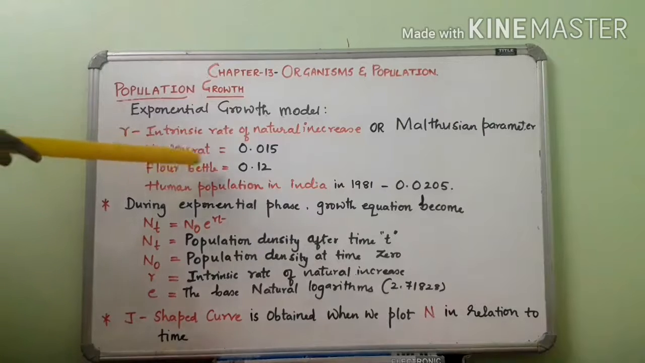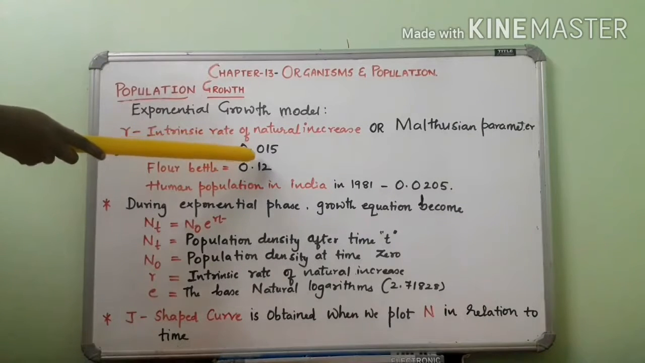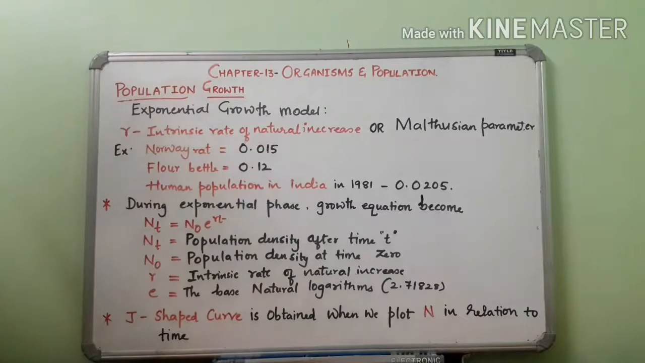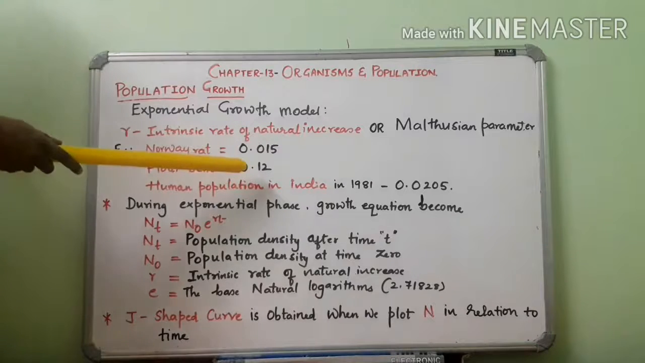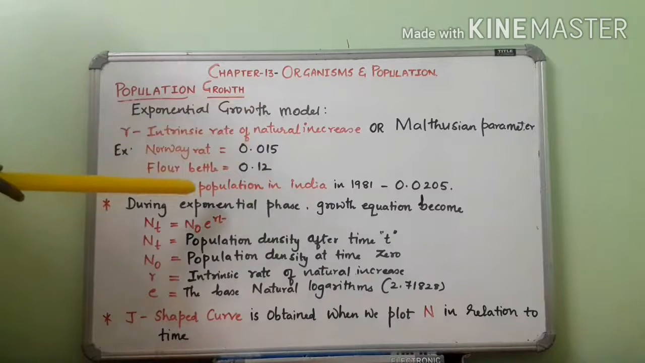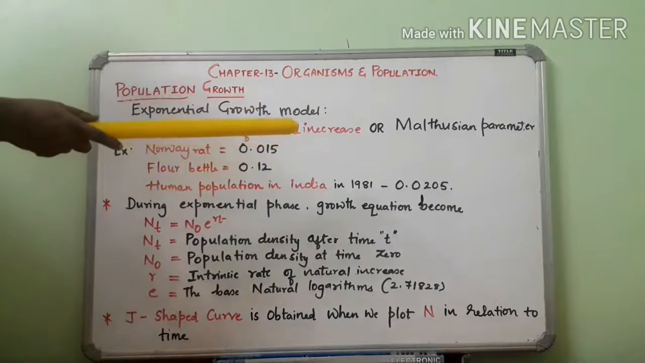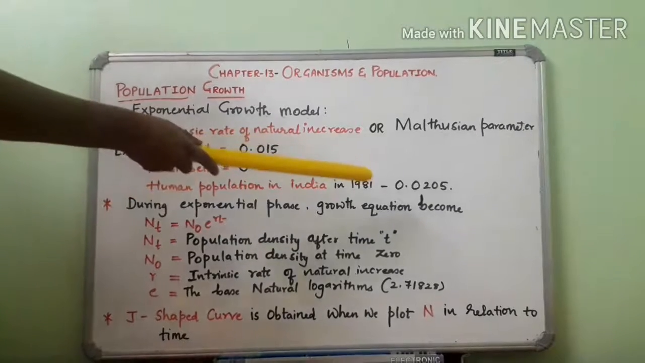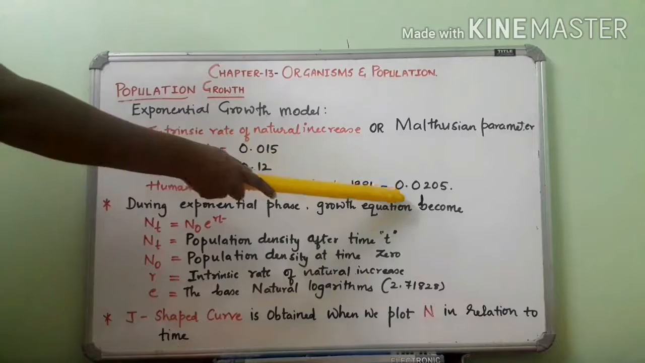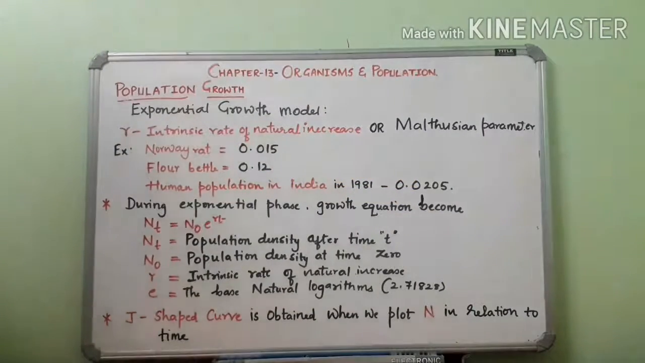The r value for the Norway rat is 0.015. For the flour beetle, the intrinsic rate of natural increase is 0.12. In the human population, in the year 1981 in India, the intrinsic rate during that year is 0.0205. It is calculated based on the number of births minus the number of deaths in that particular generation time.